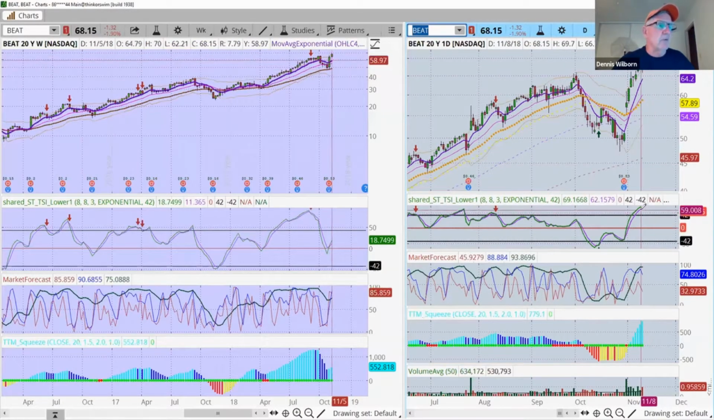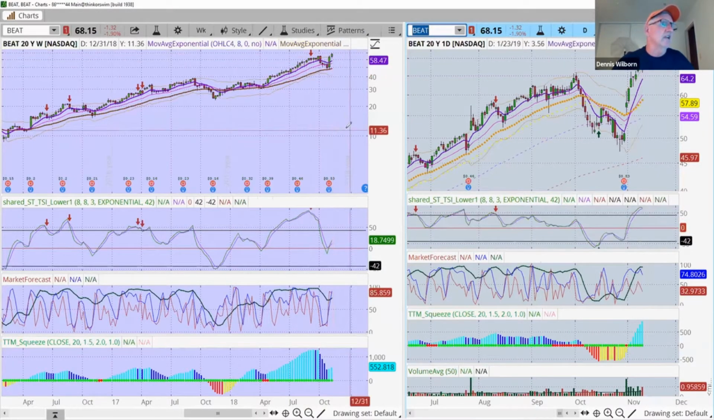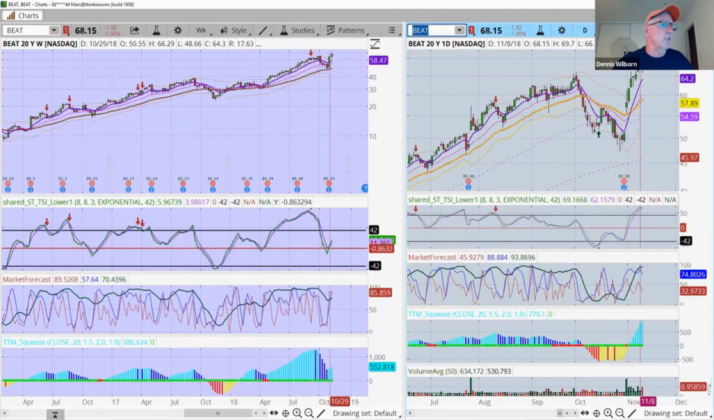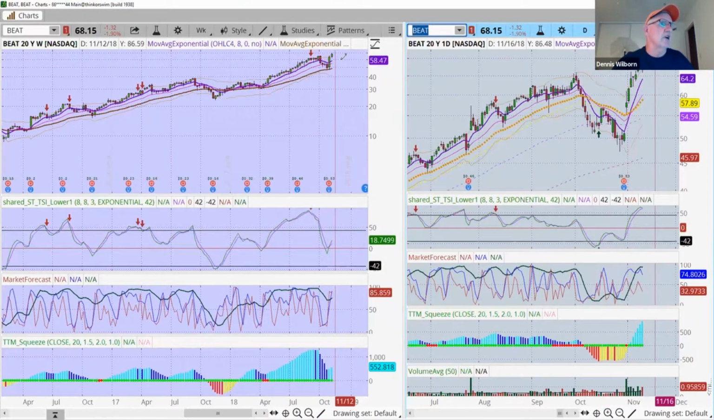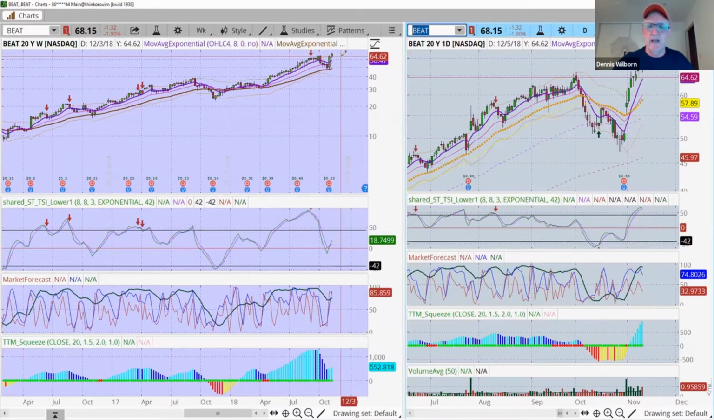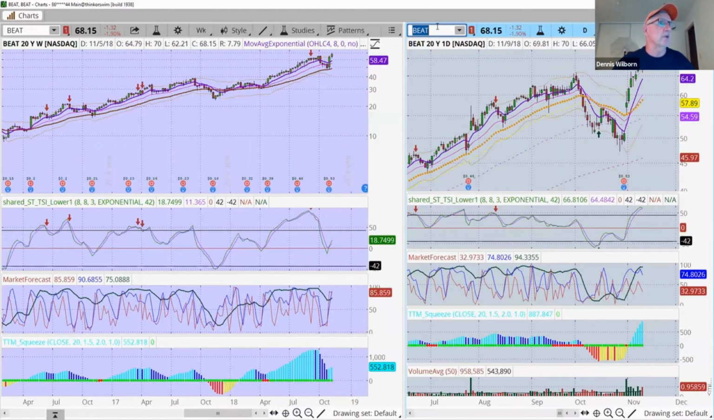On the TSI, which is one of the proprietary indicators that I use, it looks like on a daily chart it wants to turn over. It's in conflict, as you can see, with the weekly TSI. It looks like it wants to push higher. So look for a little bit of potential weakness, maybe a pullback down into the 65 level for a bounce higher. That's what I'd be looking for in BEAT.